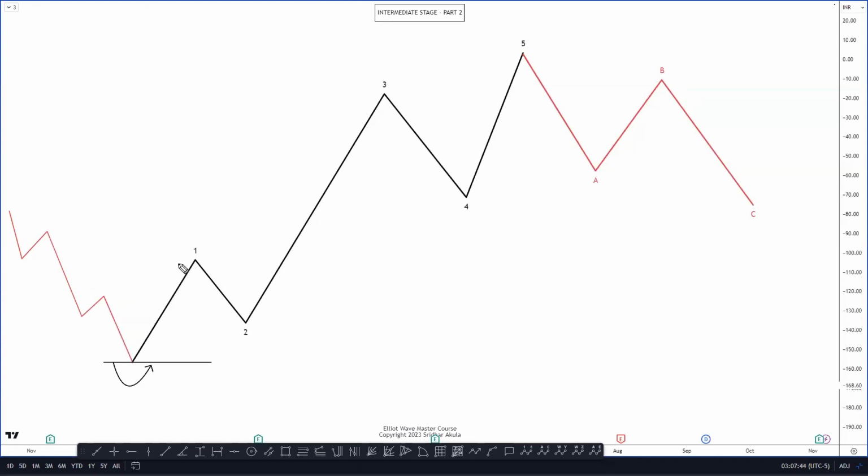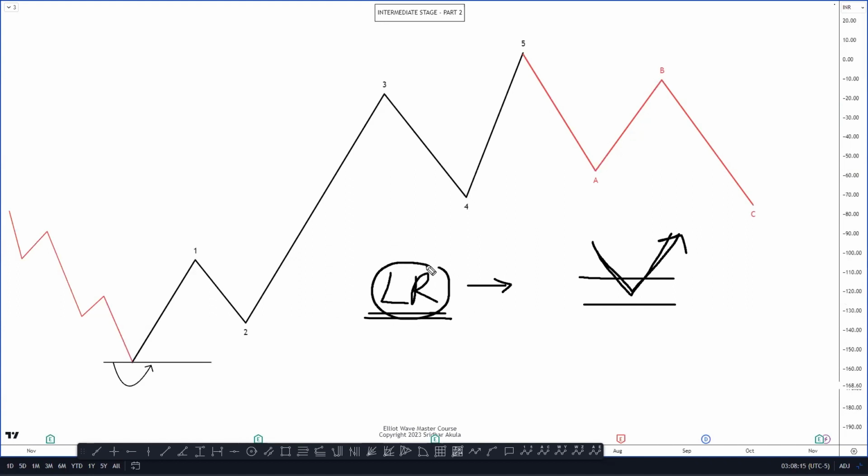If you see your impulse wave, your 1, 2, 3, 4, 5, our aim is to find a low risk setup. In the market, we want to find a low risk setup. Now, the biggest mistake Elliott wave analysts make is when they find some region or area where the market can turn. How should you think here? Very simple. You're looking for a low risk setup.